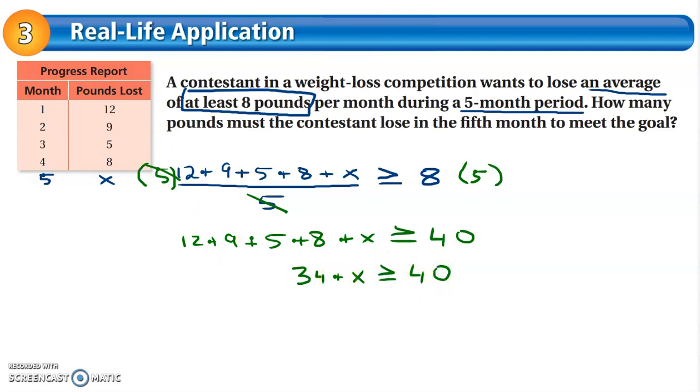All right, so now we have to subtract the 34 because this is an addition here and the 34 is positive. Minus 34 from each side. That cancels out. We're left with x is greater than or equal to 6. So he must lose at least 6 pounds in the 5th month.